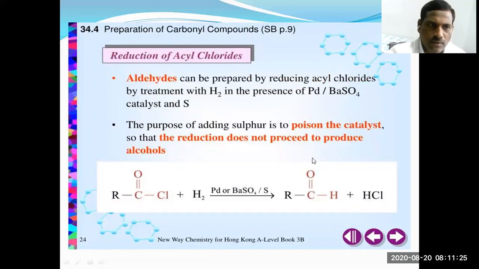Another preparation method is reduction of acyl chlorides or acid chlorides. Aldehydes can be prepared by reducing acyl chlorides by treatment with hydrogen in the presence of palladium on barium sulfate. So this is the acid chloride plus H2. Using this catalyst, we can prepare the aldehyde. If you take acetyl chloride, you get acetaldehyde.